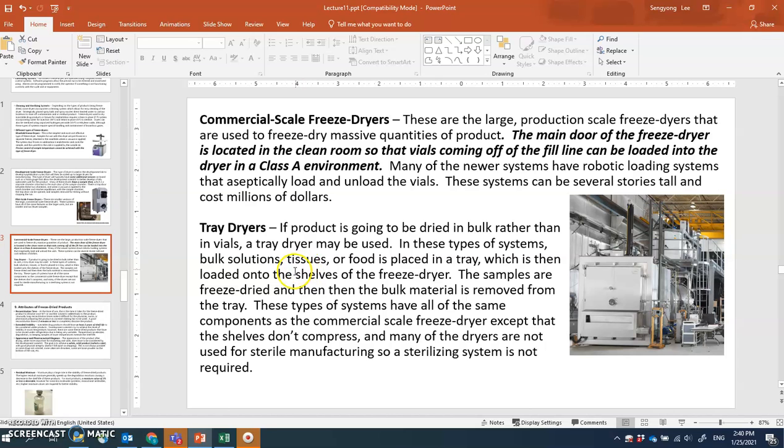So this is probably non-CGMP, but if you are using this for maybe food material or something like that, maybe tissues, food that can be dried. Maybe you may have a food dryer at home. It's probably something similar to that.